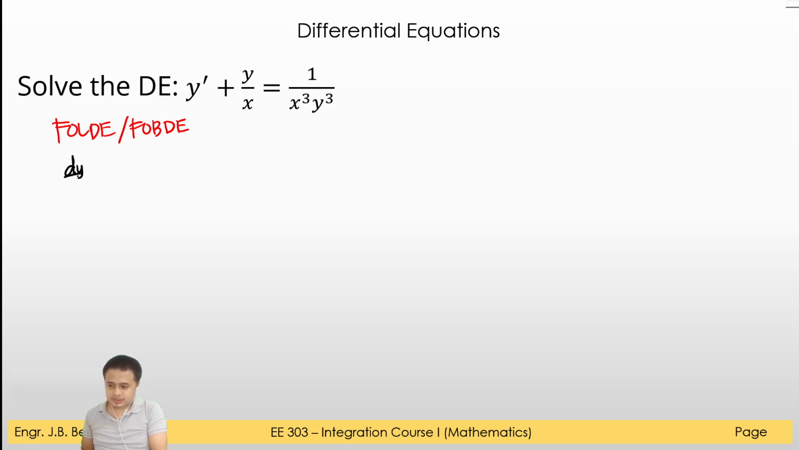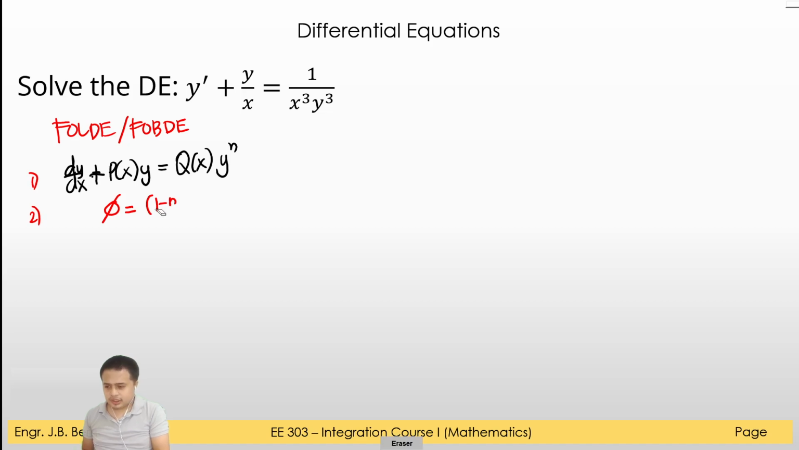So you have dy over dx plus p of x times y is equal to q of x times y raised to n. Sorry, I forgot the q of x. Okay. To be able to solve this, we have to use the integrating factor. So this is the first step; the second step is e raised to 1 minus n.